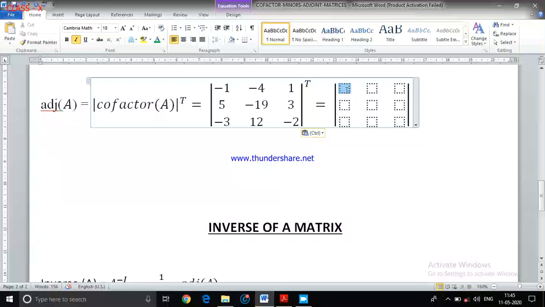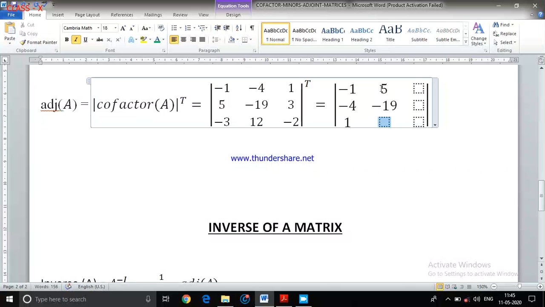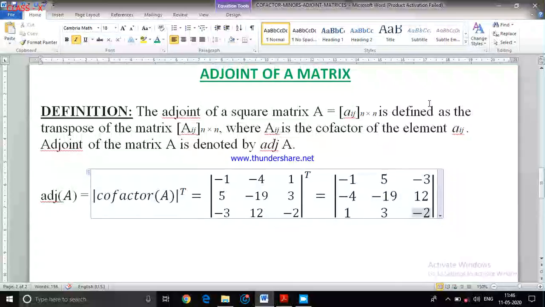Now if I take the transpose of it, because I kept T on the upper side, which represents the transpose, what do you get here? This will become minus 1, minus 4, 1. Then the second row, 5, minus 19, 3, will become the second column, and the third row, minus 3, 12, minus 2, will become the third column. That's what the transpose definition says. So this is the adjoint of a matrix.